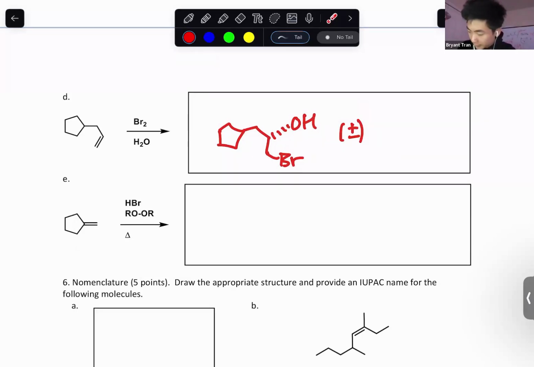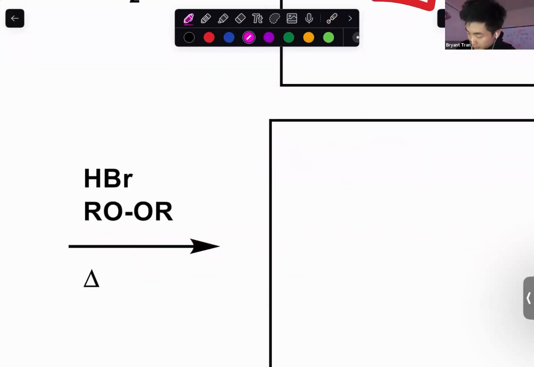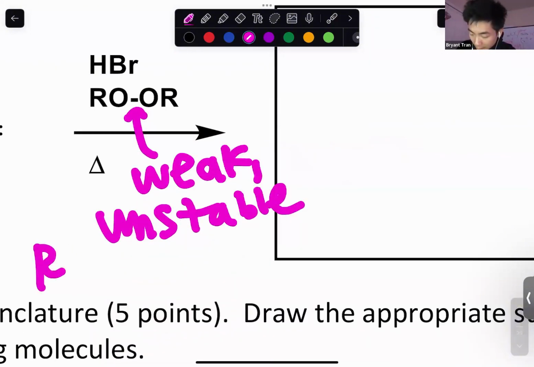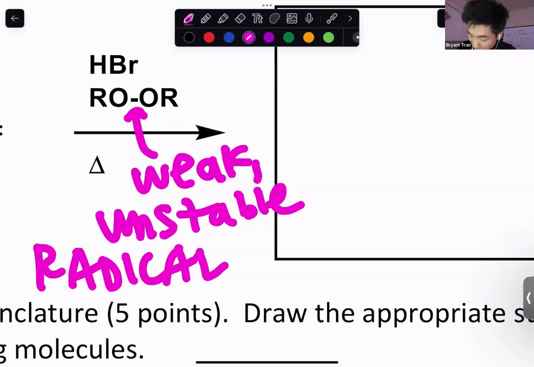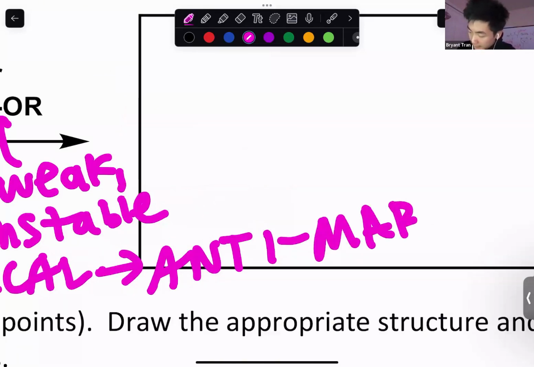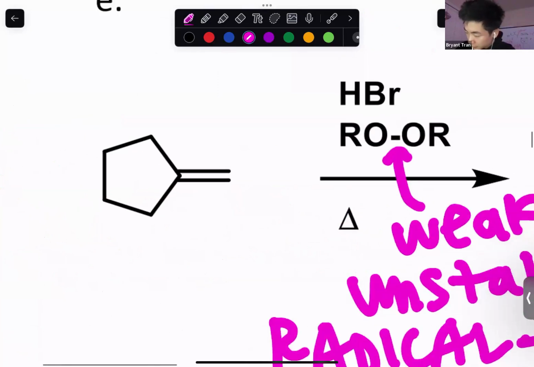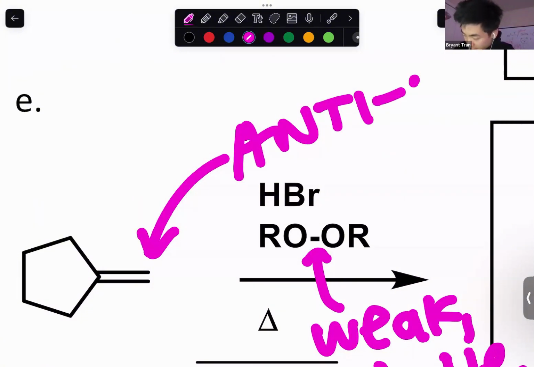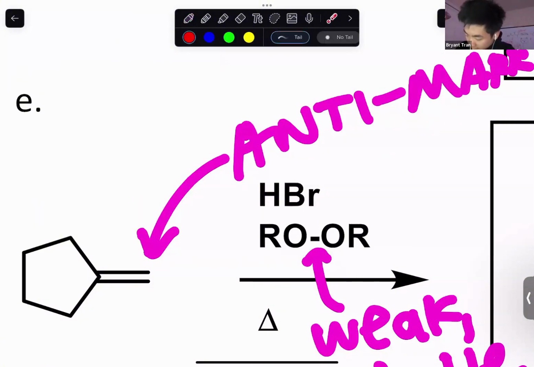So for the next one here, we have HBr with peroxide, ROOR. This bond right here between the two oxygen atoms is very weak and unstable. And when you see that weak, unstable peroxide bond, think of having a radical somewhere in the mechanism, which will lead to an anti-Markovnikov reaction, right? Where the nucleophile will attack the less substituted carbon. So this is our anti-Markovnikov carbon, aka the less substituted carbon, whereas this is our Markovnikov carbon, because that's the more substituted carbon.